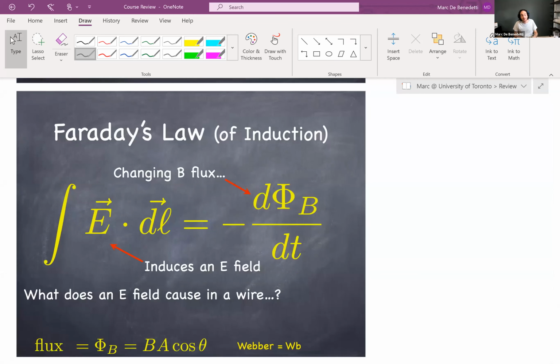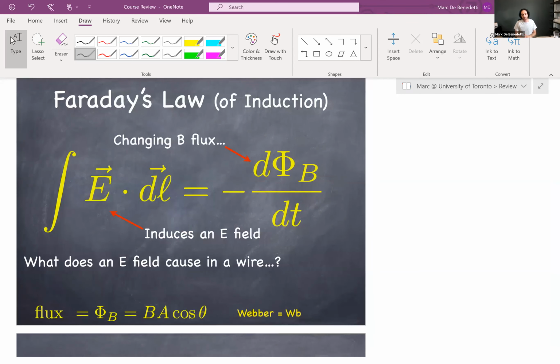Moving on, the last of Maxwell's equations was Faraday's law. And Faraday's law said that when you have a changing B field, or more specifically a changing flux, you can get an E field as a result of that. And changing flux, there's a few ways you can change the flux, right? The flux here, we have B, we have A, and we have theta. And changing each of these has its own unique applications.